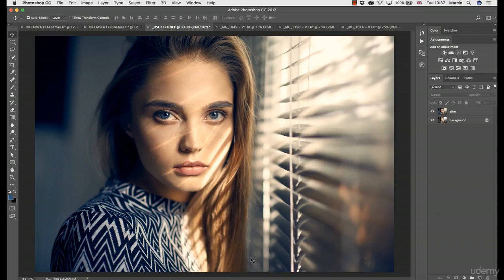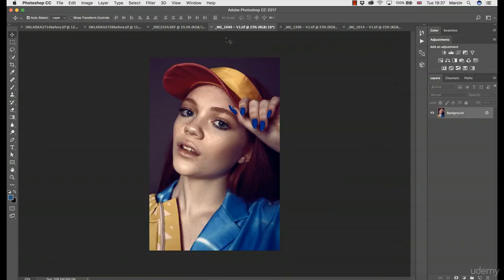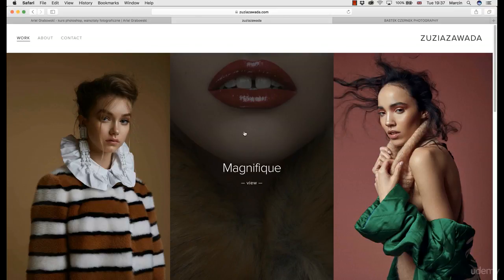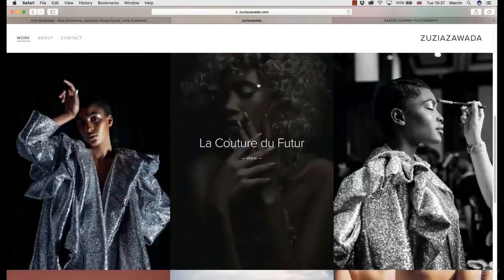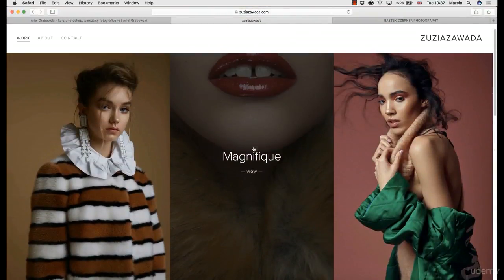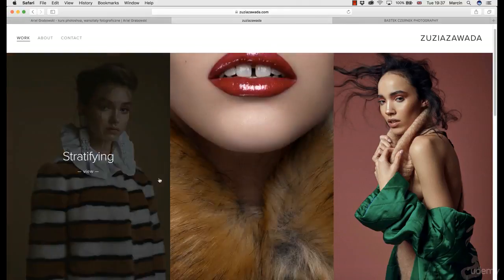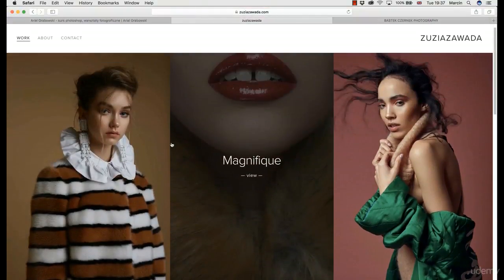The other person whose photography we will be working with is Zuzia Zawada, my partner in crime, I would say. My favorite, of course. We often work together on our work. Great fashion photographer. I love her work. I love to work for her. So remember to check her portfolio as well, and just appreciate her amazing work.